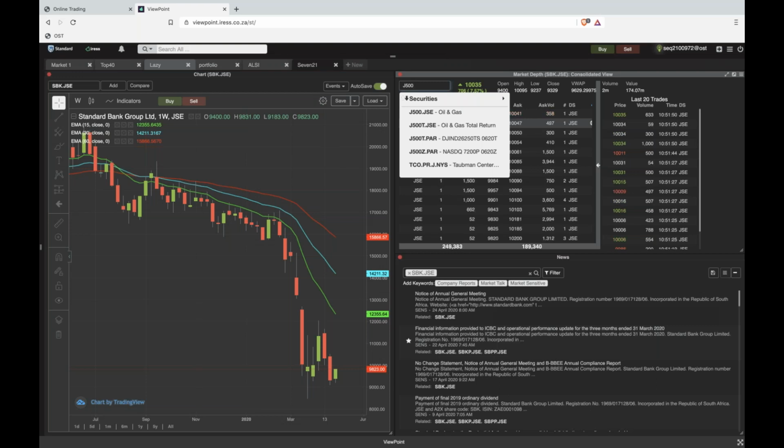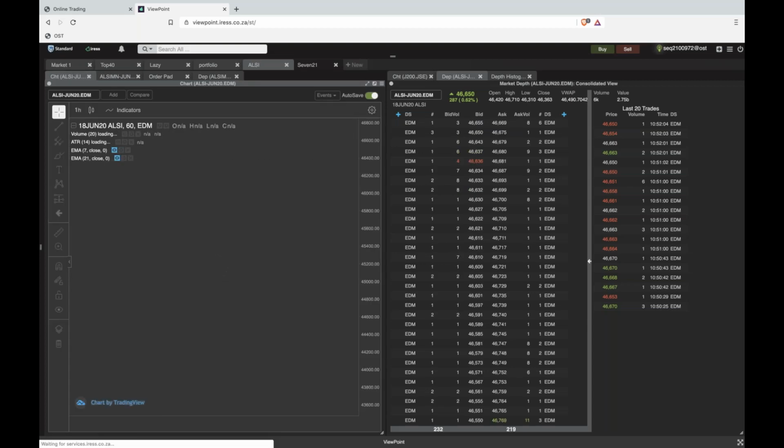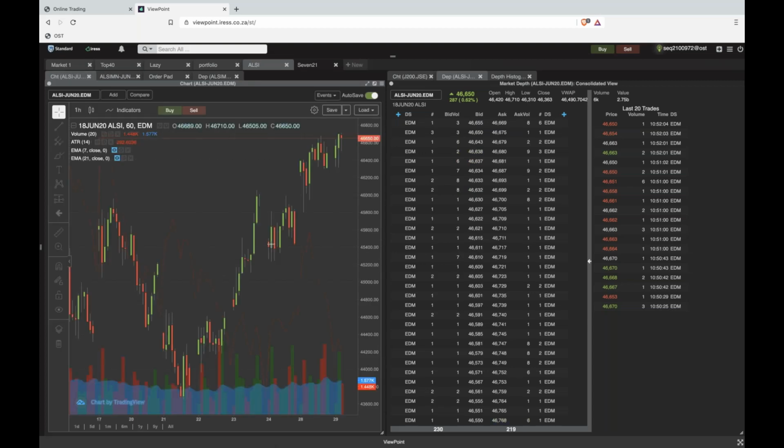J500T.JSC is the oil and gas total return index. In other words, it also includes dividends that have been paid out. And indices are directly not tradable with two exceptions. You can trade the Aussie index, which is essentially the J200, which is what I'm trading over here. This is the Aussie June contract, which is a futures contract on the top 40 index.